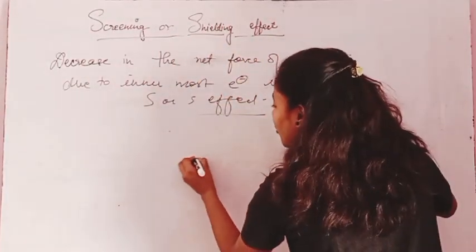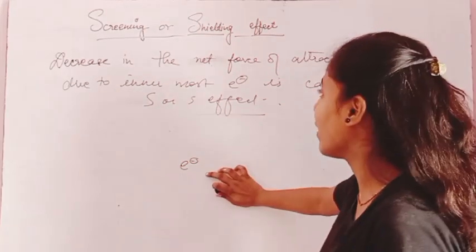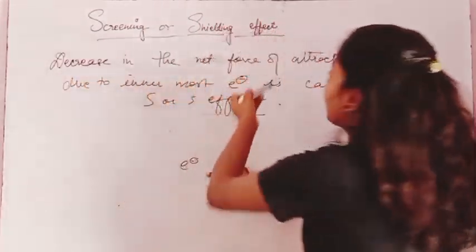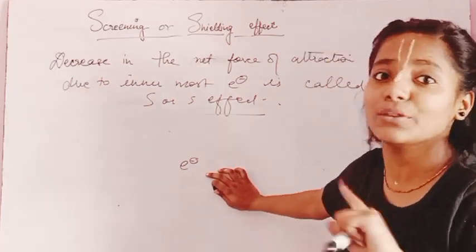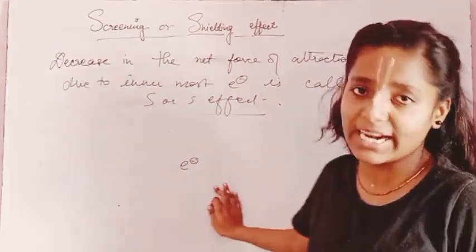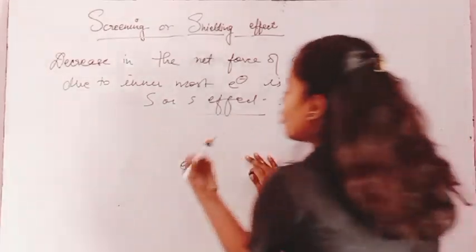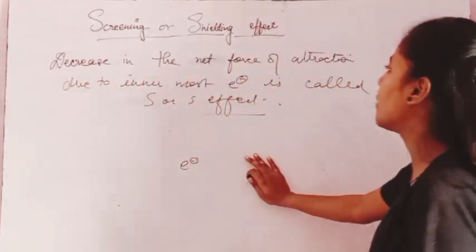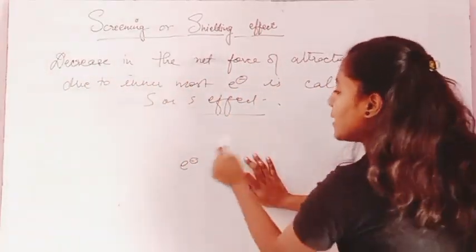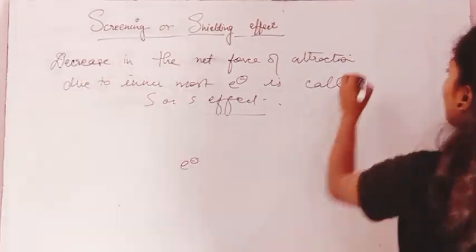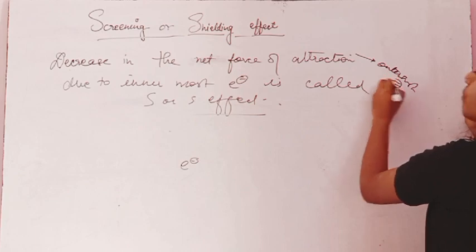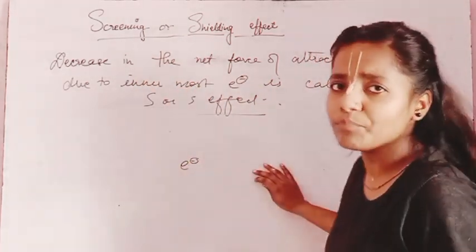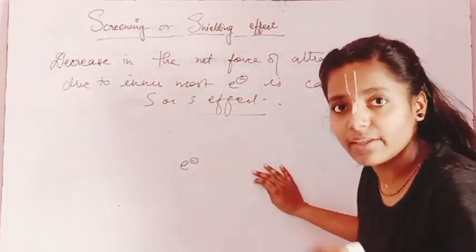That particular outermost shell electron is experiencing a decrease in the net force of attraction. The attraction it should have felt from the positive charge, it is not getting that much, it is getting less attraction. That means that shows the result, a decrease in the net force of attraction on that particular outermost shell electron. You can add it, on the outermost electron due to the innermost shell electrons. This is happening because of the inner electrons.